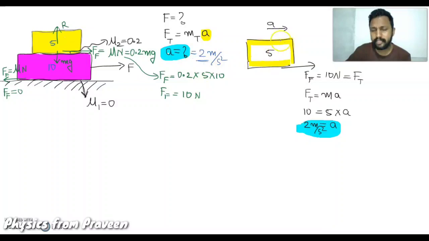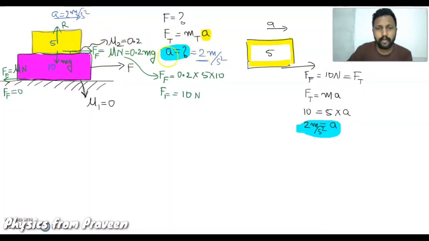It was the acceleration of the 5 kilogram mass, but it is also the common acceleration. The common acceleration is also 2 meter per second square, because the two systems are moving together. Therefore, 2 meter per second square is the common acceleration.